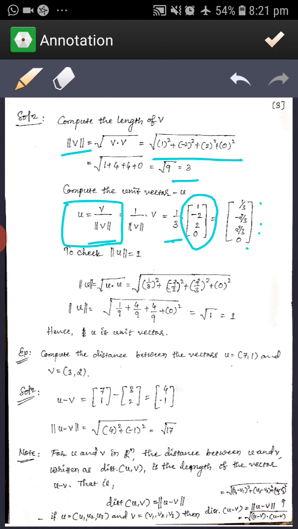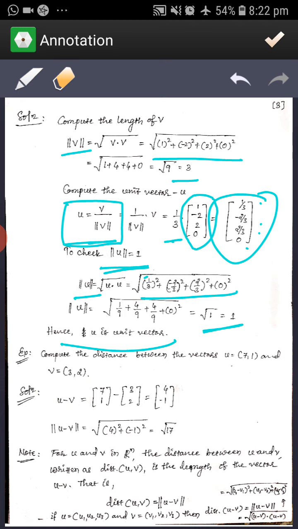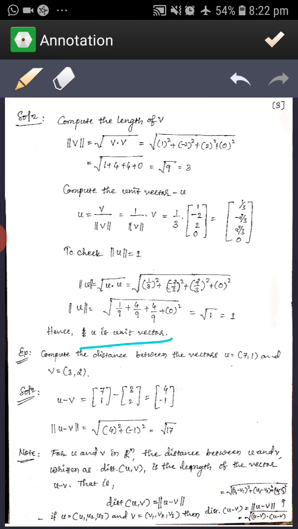But how do we prove that? We have calculated the unit vector, but how to prove it? We call a vector a unit vector when its length is 1. As we have seen previously, the unit vector is calculated as v divided by the length of v. So if you got u now, and you find its length and it is 1, then we call u a unit vector. Similarly, take the other example.